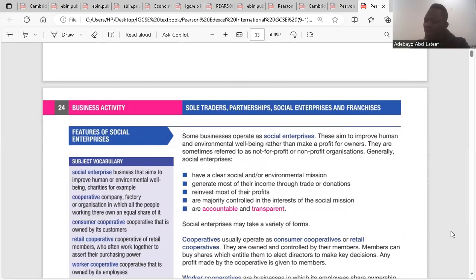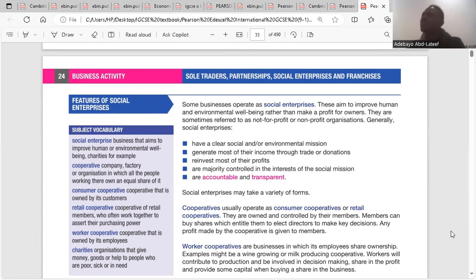So for social enterprise, we call them social enterprise because what they do is to help humanity. They want people to live in a better way. They help the vulnerable ones, those that don't have the financial capability. They don't have basic needs like food, clothing, and shelter. So social enterprises help them. Do you get it? So generally, social enterprises have a clear social objective or social mission. That means they just want to help the society.